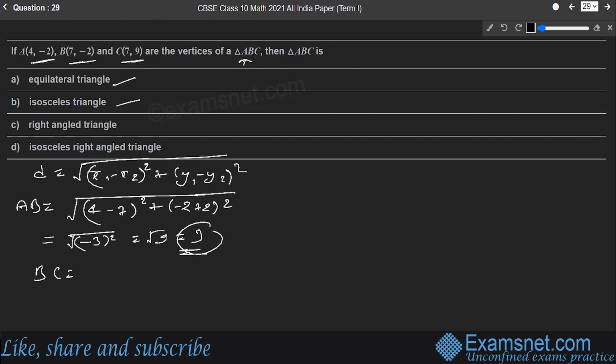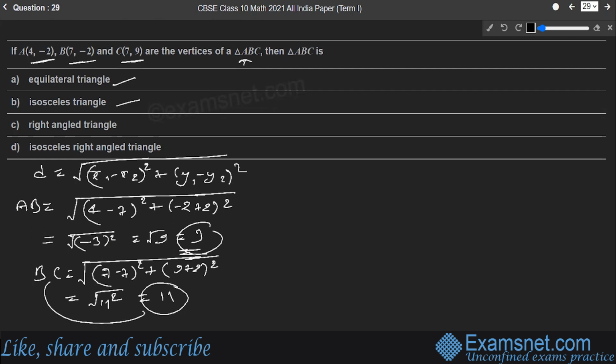Let us similarly find the BC value, that is nothing but the x coordinates' squared difference, that is (7 minus 7) whole square, plus the y coordinates' squared difference, so (9 plus 2) whole square. If we solve this further, this comes out to be under root 11 square, that is nothing but 11. So BC comes out to be 11.